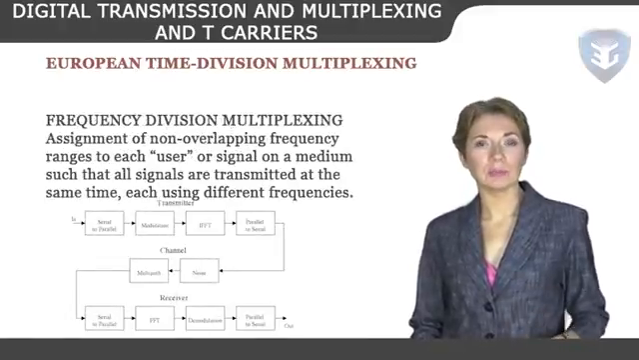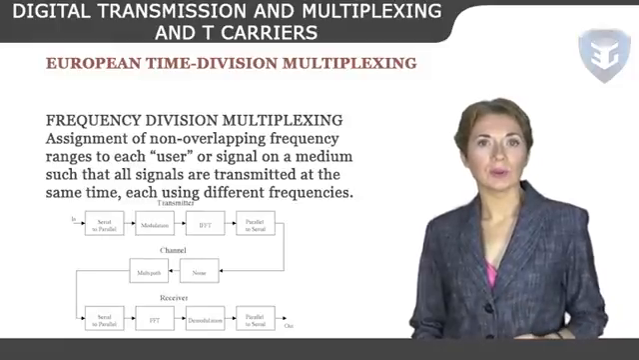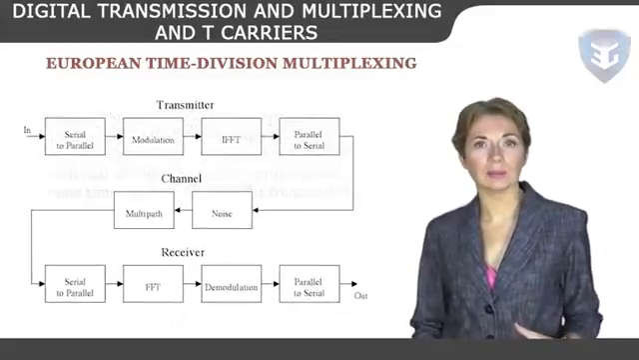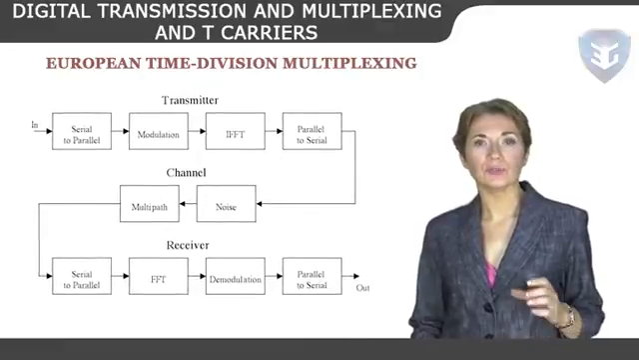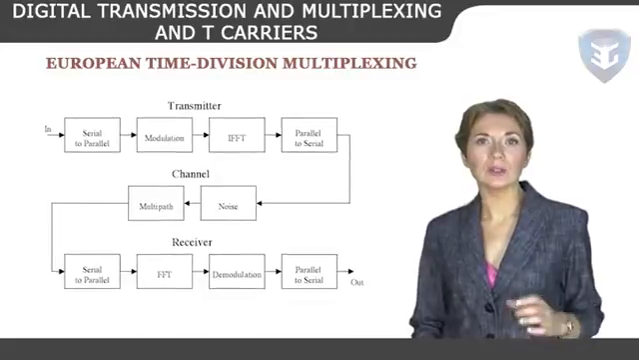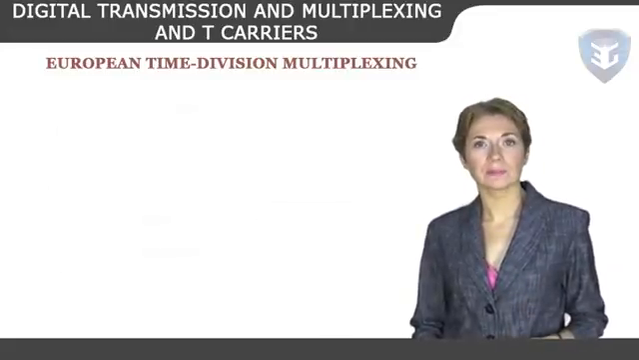Frequency division multiplexing. Assignment of non-overlapping frequency ranges to each user or signal on a medium such that all signals are transmitted at the same time, each using different frequencies. FDM is used for combining many relatively narrowband sources into a single wideband channel, such as in public telephone systems.